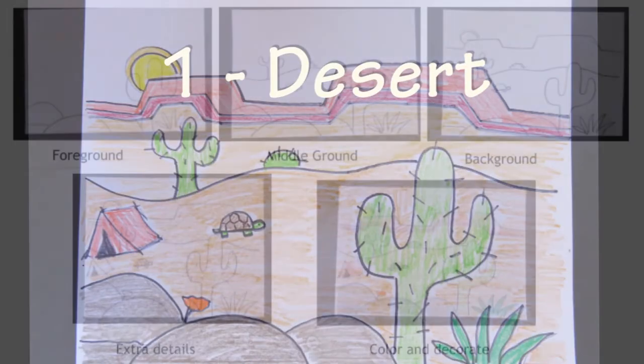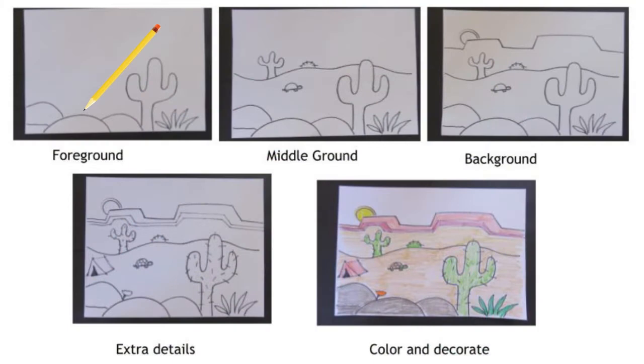The desert. Let's start with the foreground, the things closest to us. Start at the bottom of the page. Here we put big rocks, a big cactus, and a shrub. Some other ideas might be to change it to have all rocks, or to add a lizard, or a bunny, or more cactus. The middle ground is a little farther back.